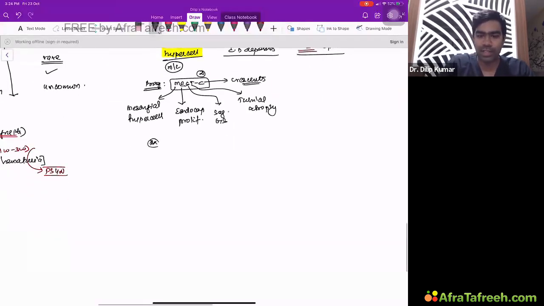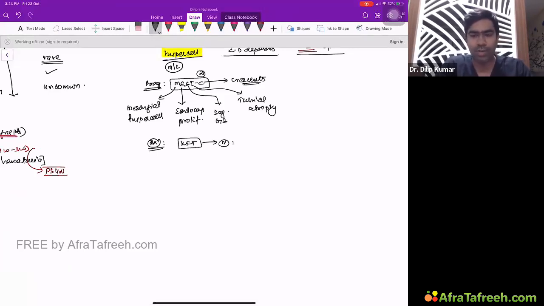As far as the treatment is concerned, treatment is very simple. It depends on KFT, or kidney function tests. If the kidney function tests are completely normal, I'm not going to do anything. Just conservative management is more than enough. I'm not going to use any immunosuppression.